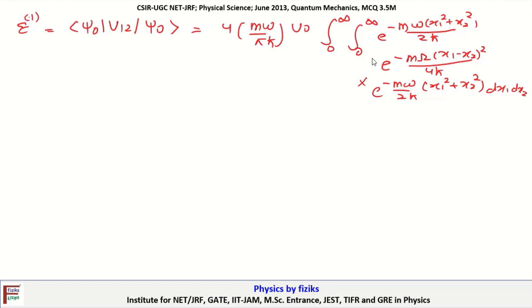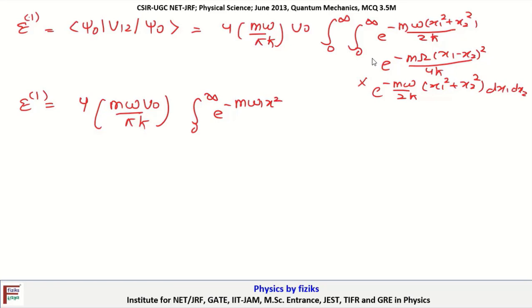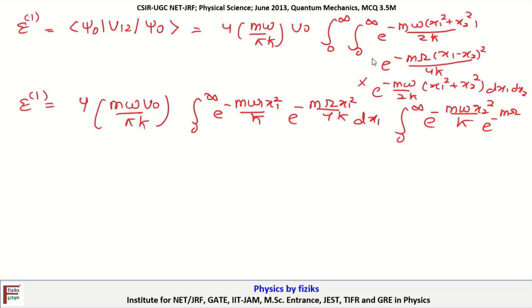This integral can be modified as 4 m omega V0 by pi h-cut, the integral from 0 to infinity of e raised to the power minus m omega x1 squared by h-cut into e raised to the power minus m omega x1 squared by 4 h-cut dx1, into the integral from 0 to infinity of e raised to the power minus m omega x2 squared by h-cut into e raised to the power minus m omega x2 squared by 4 h-cut dx2.